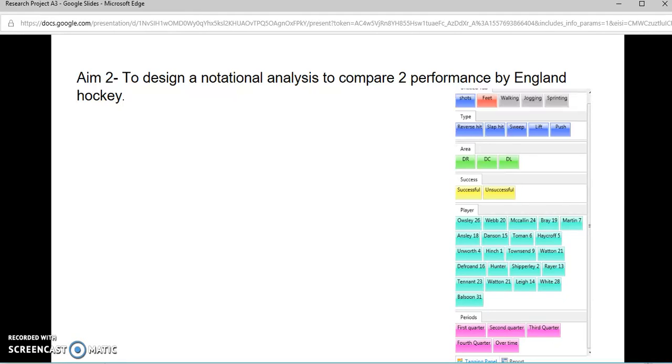It has buttons for 3 different factors I was analysing, and it goes into different types of shooting, such as what areas they can shoot from, and whether it was successful or unsuccessful, or what type of shooting it was. I have all the players from both games and which comes on and off the pitch. And lastly, whenever something happens such as feet or shooting, I need to put what period it happened in or quarter.